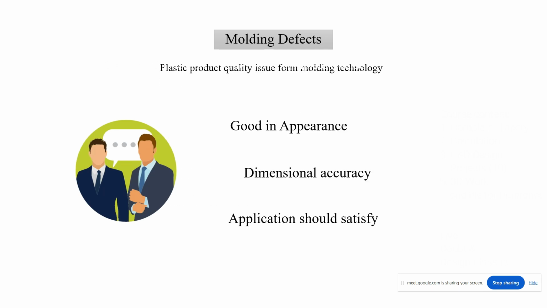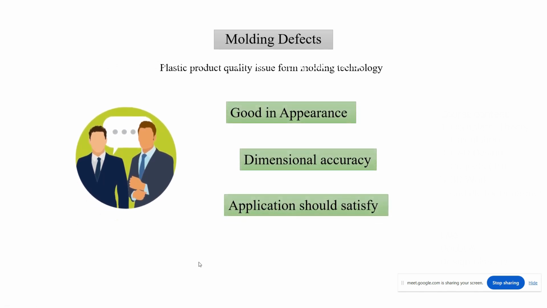And dimension accuracy should be satisfied depending upon the customer requirement, or the application of the component. The application should be satisfied, which also depends upon the dimension accuracy, like a male or female part. So a molding defect may be related to categories like appearance, dimension accuracy, and the application being satisfied for the customer.